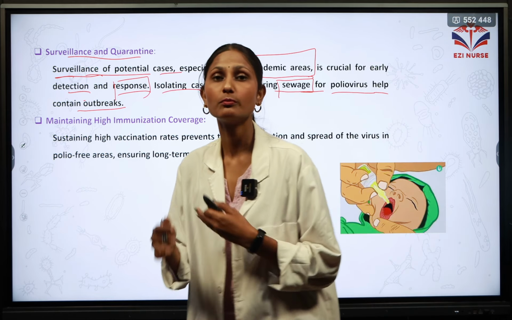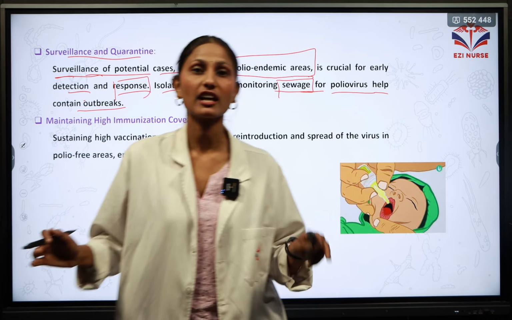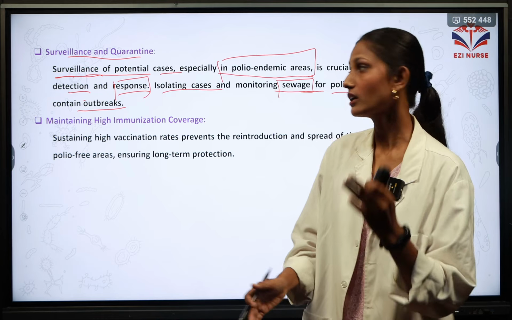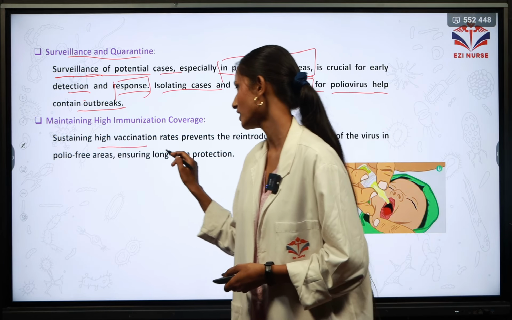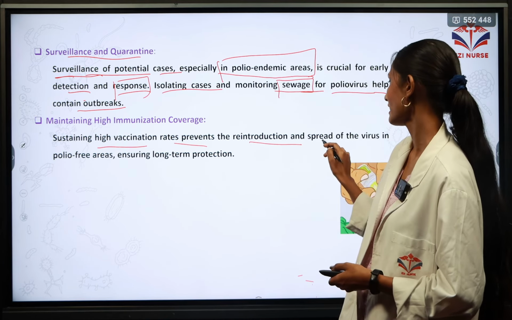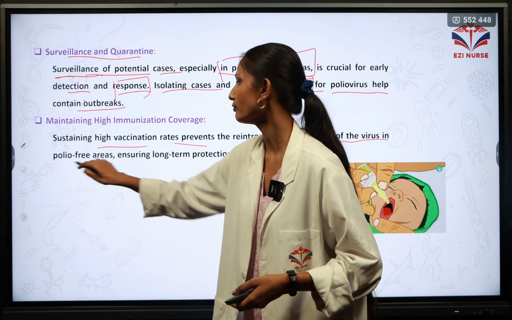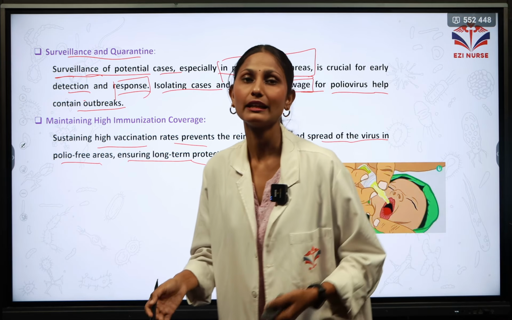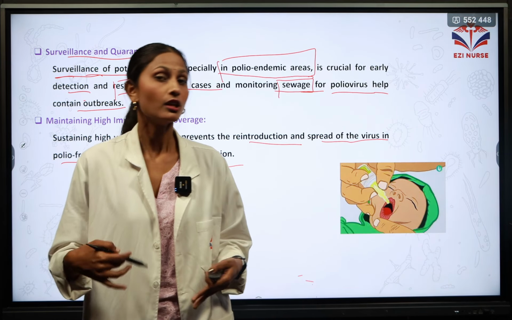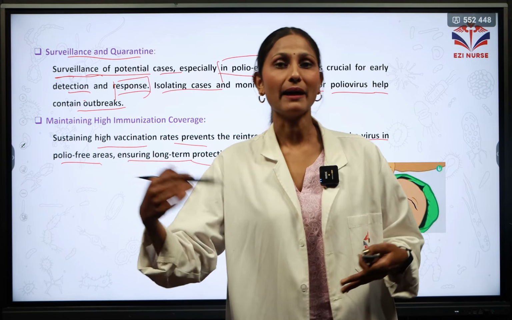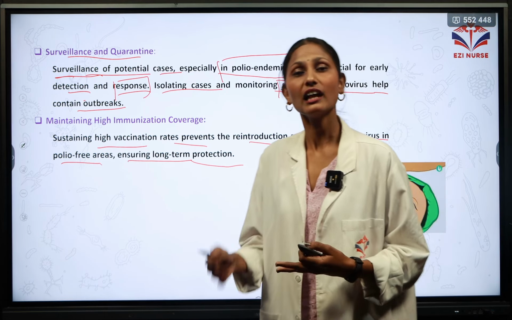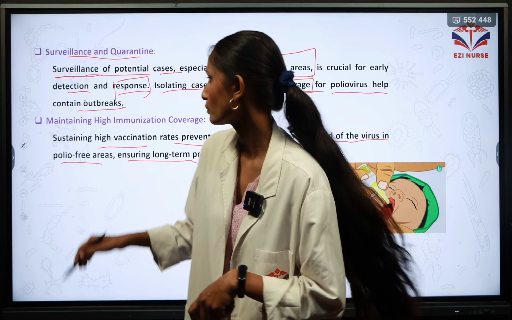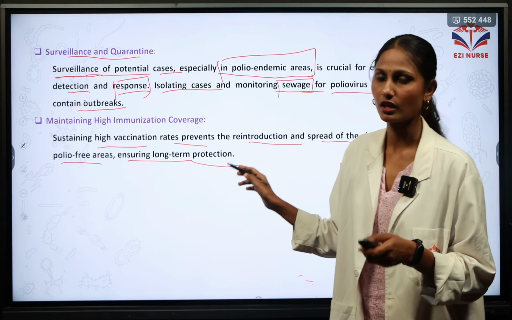So we have to give the vaccination to more and more people, so that the polio virus cannot affect the persons of the community. Sustaining a high vaccination rate prevents the reintroduction and spread of the virus in polio-free areas, ensuring long-term protection. If the people of the community are vaccinated against the polio virus and the virus comes back to infect them, they will not get infected because they are already vaccinated. So this is the last one, maintaining high immunization coverage.